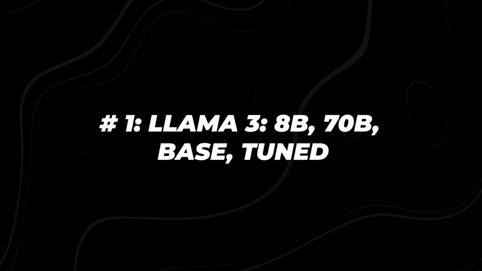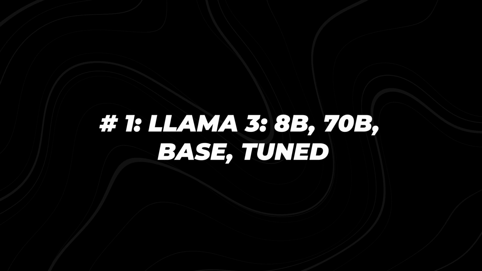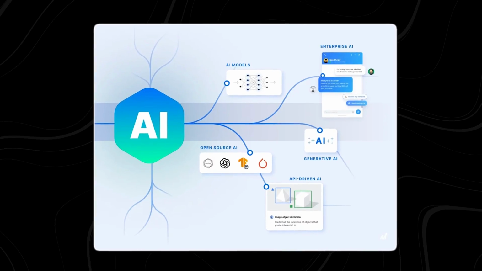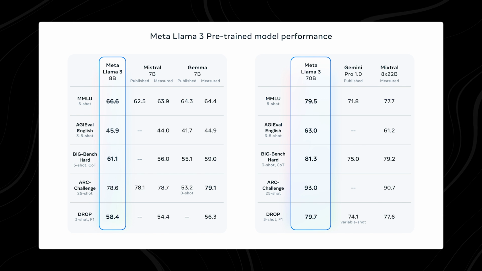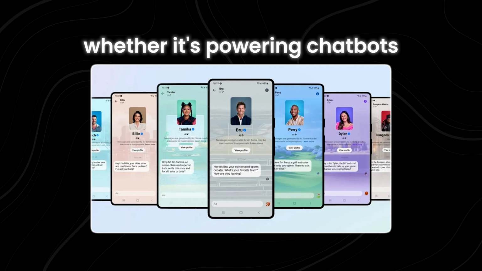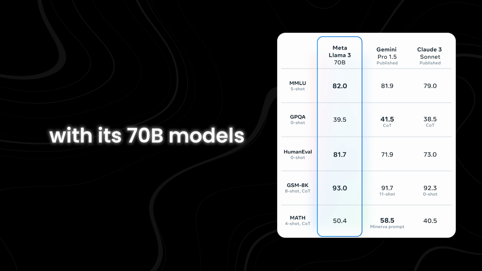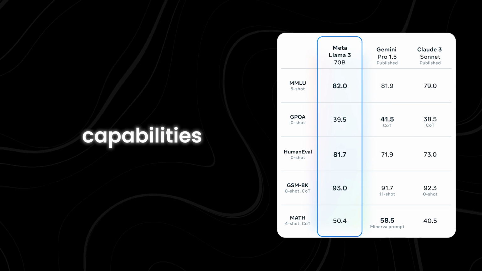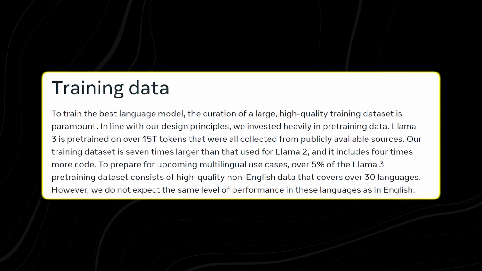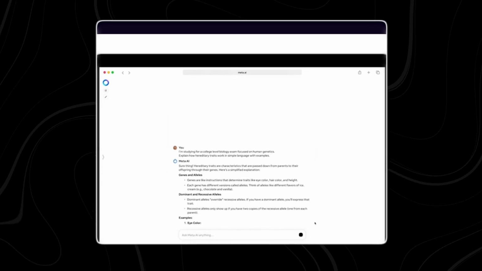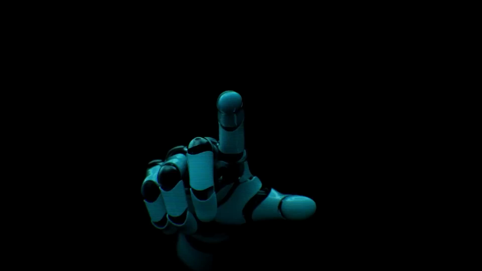Number one, Llama 3 8B, 70B, base and instruction-tuned. Llama 3's introduction of 8B and 70B parameters brings significant advancements to the AI model, improving its performance and versatility. By offering both base and instruction-tuned versions, Llama 3 can be tailored to specific tasks, whether it's powering chatbots with engaging conversational abilities or performing complex operations with its 70B model's high-performance capabilities. The larger number of parameters also reflects a more extensive training dataset, which enables Llama 3 to better understand and respond to inputs, making it an even more formidable and effective AI tool.